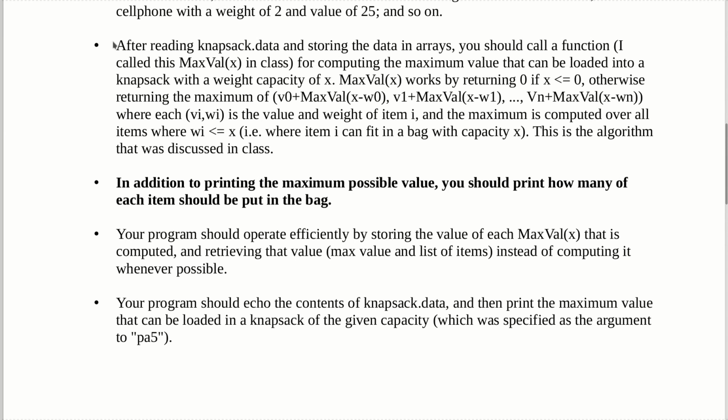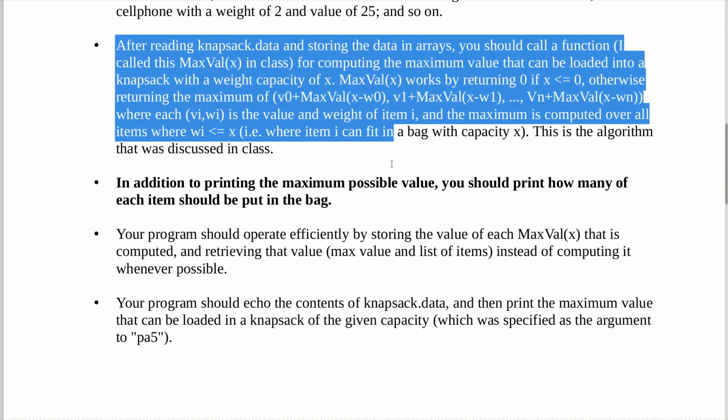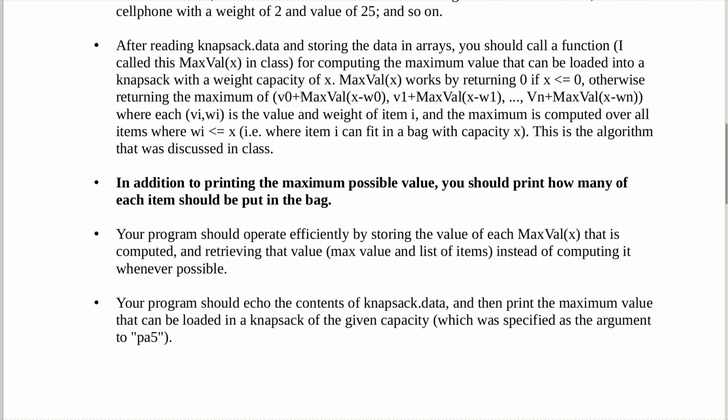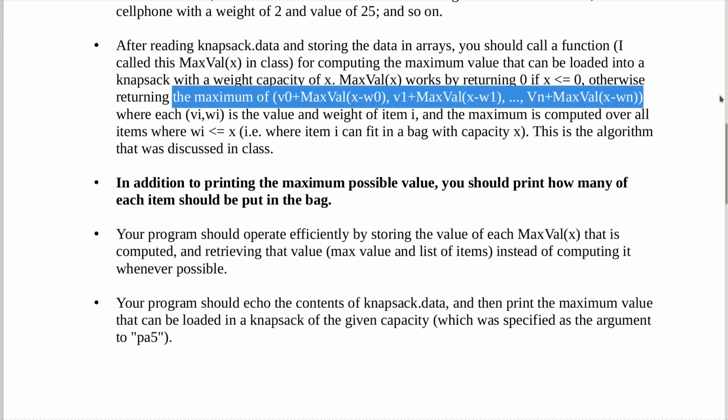Okay, so this is the gist of what the program does, and this is what we've been talking about for a few minutes. Compute the maximum value for a capacity of X. And the way you do that, if X is 0, return 0. Otherwise, return the maximum of all of these things. So the value of item 0 plus the MaxVal when you diminish the capacity by the weight of item 0. The value of item 1 plus the MaxVal when you diminish the capacity by item 1's weight, and so on. Find the largest of all of those, return that.